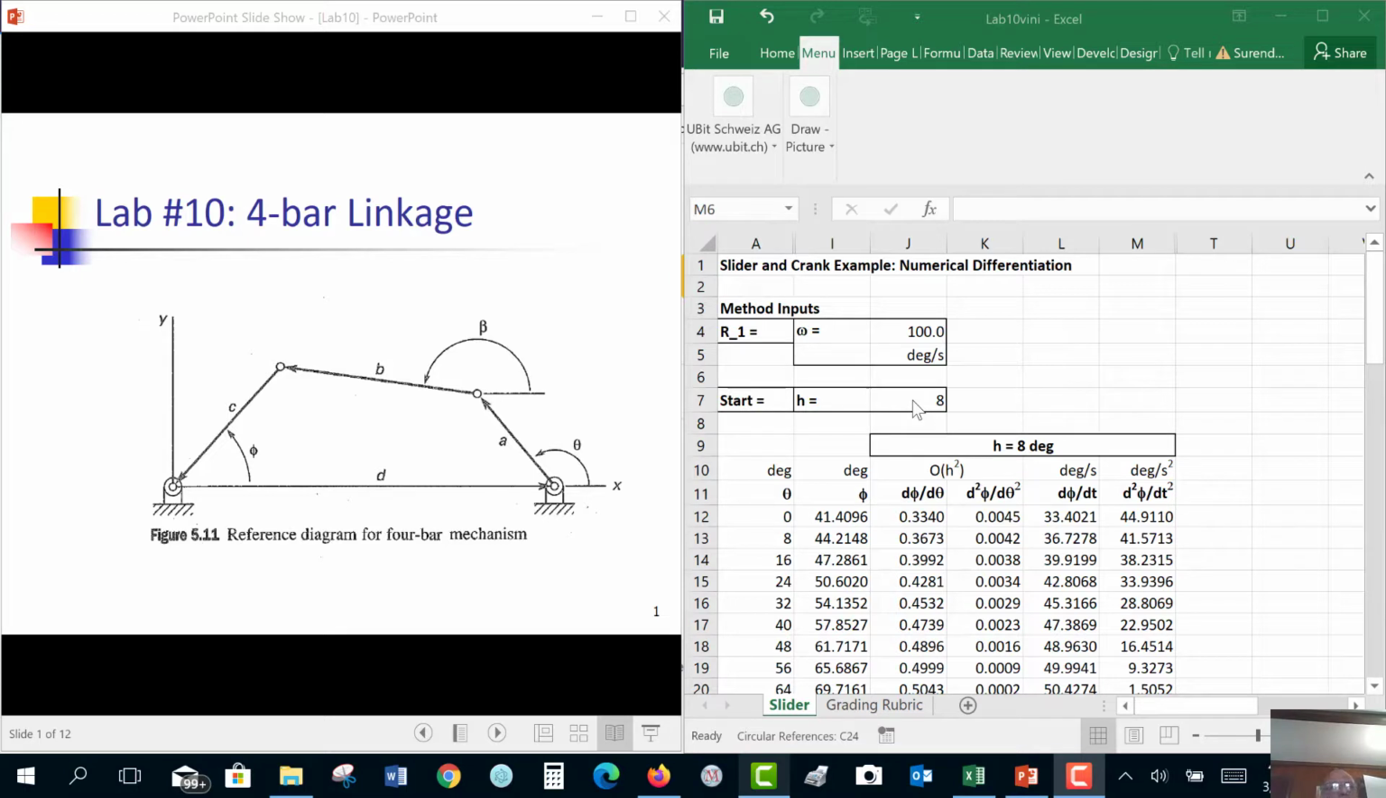We are in week 10, so we are going to do this lab number 10, which is on 4-bar linkage. We solved this problem in the last lecture. What we are going to do is look at tying several elements together in this lab.